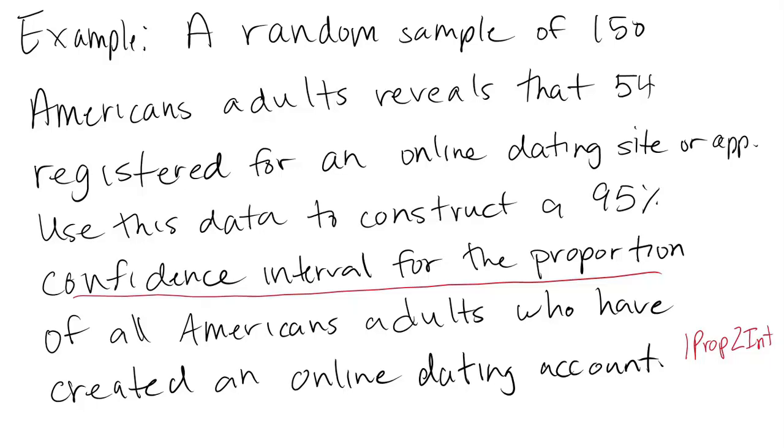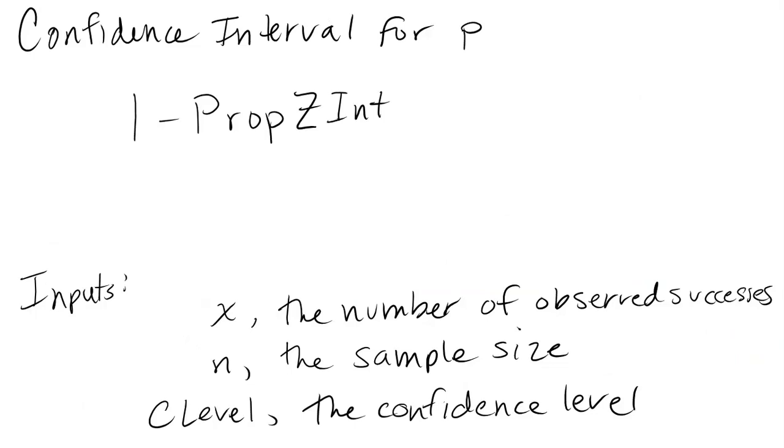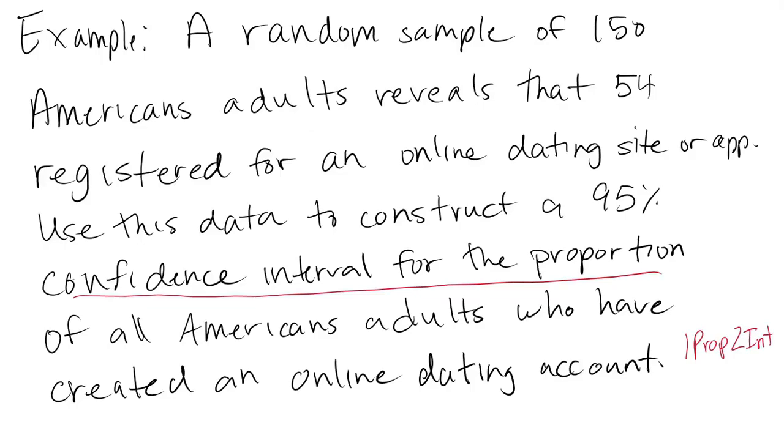Recall that it's going to ask us for 3 inputs: the number of observed successes, which we call x, the sample size, which we call n, and the confidence level. We already identified these when we did this problem before. There were 54 observed successes. There were 150 in the sample.